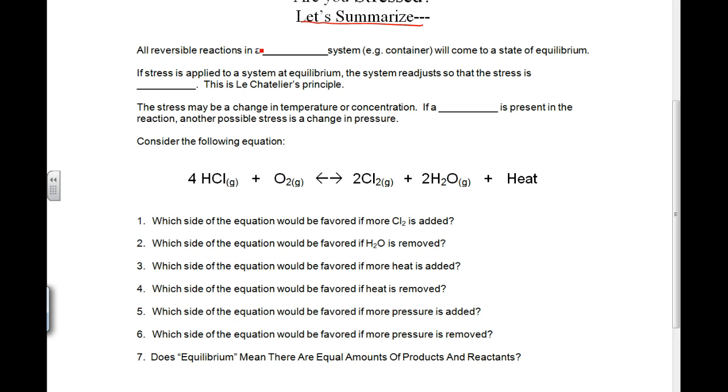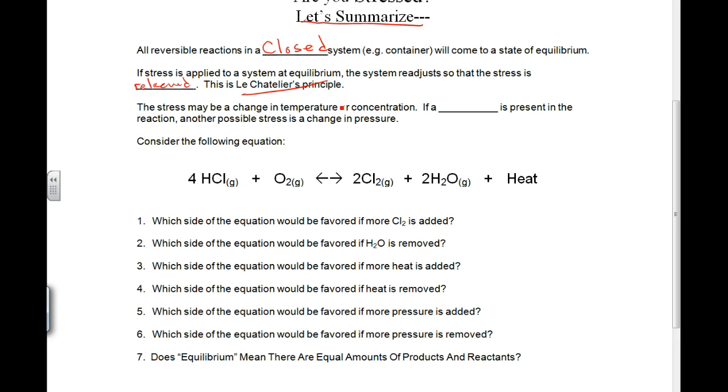All reversible reactions in a closed system will come to a state of equilibrium. If a stress is applied to a system at equilibrium, the system readjusts so that the stress is relieved. This is Le Chatelier's principle. I meant to underline, not cross out.